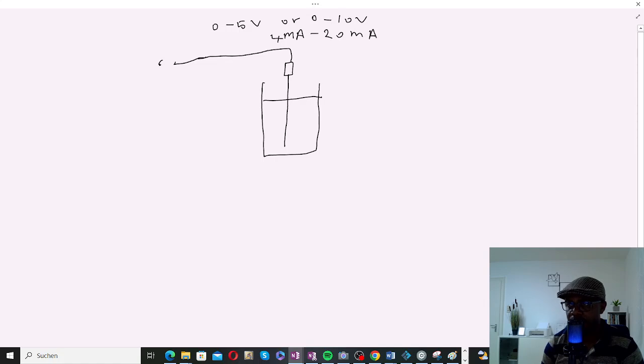Now, this is the sensor that we have. This sensor brings a signal. That signal has to be sent to a controller. And the controller is something like this. This is your controller. And there are different types of controller. We have on-off control. We have PID control and different types of controllers.